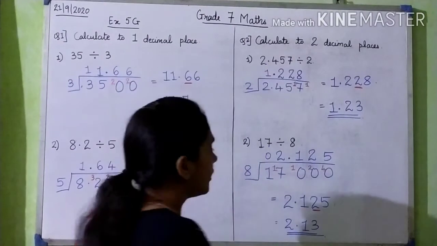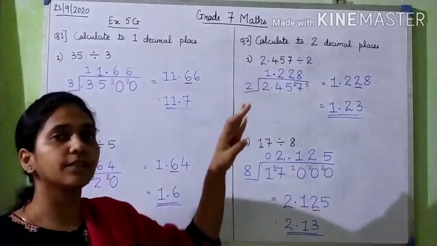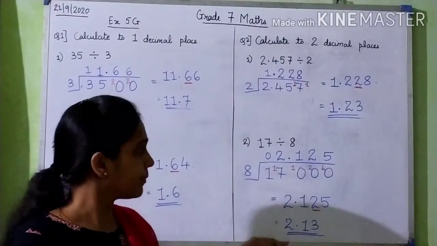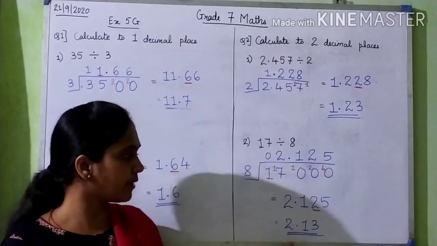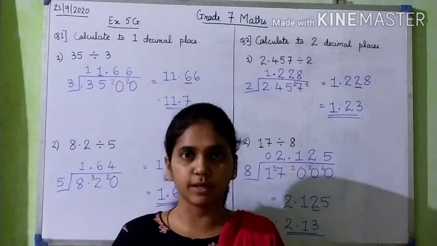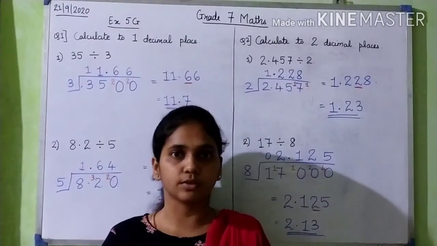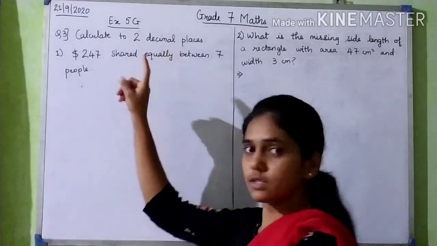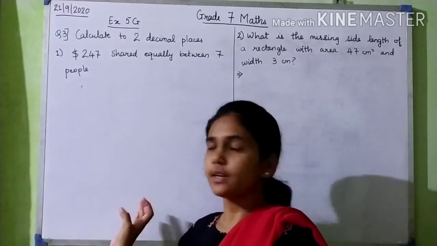Once we find 3 digits after the decimal point, we then round it off to 2 digits. So we have seen this rounding of the decimal places, and using that we have to round the given numbers to 2 decimal places or to 1 decimal place. So this was the first and the second question. Now we go to the third question. The third question is again calculate to 2 decimal places, but here the sums given to us are word problems. So let's solve.